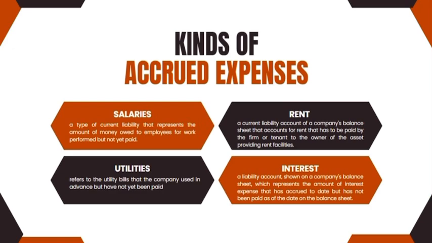Utilities payable. These utility bills represent expenses incurred by the company for services such as electricity, water, or gas that have been used during a specific period but have not been settled or paid for yet. They are recorded as a liability on the company's balance sheet until they are paid.